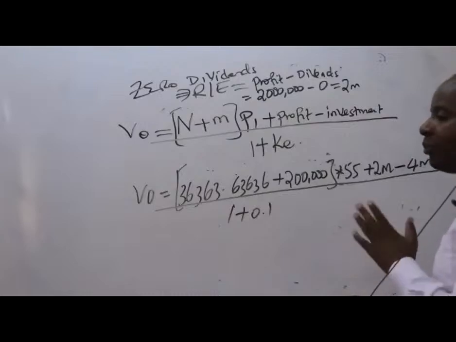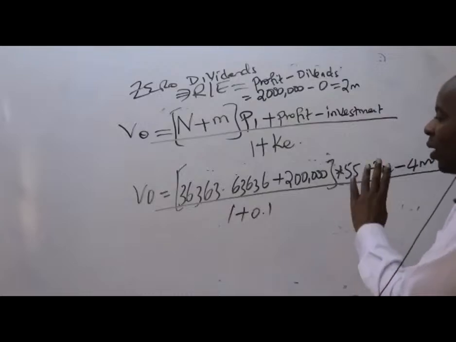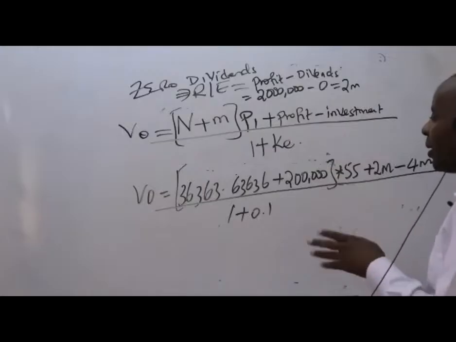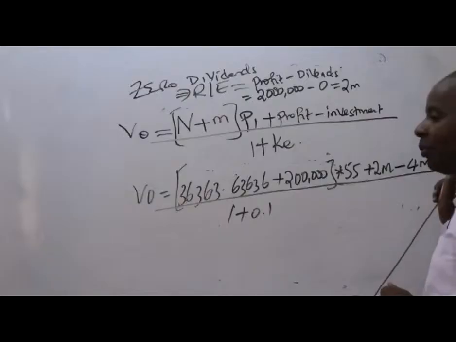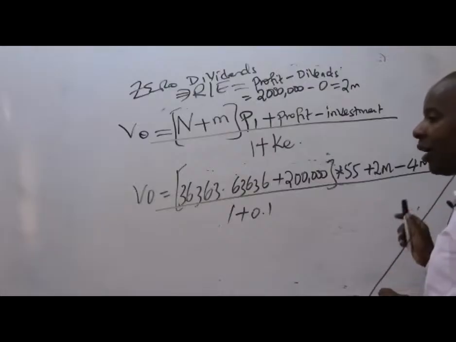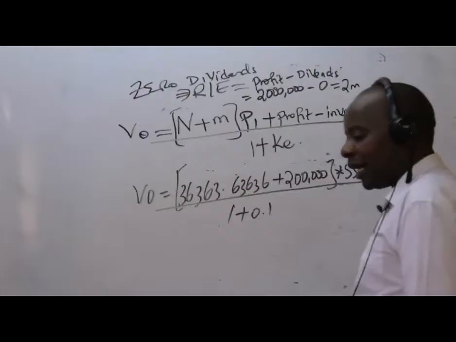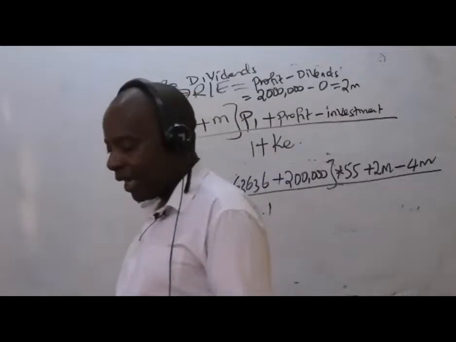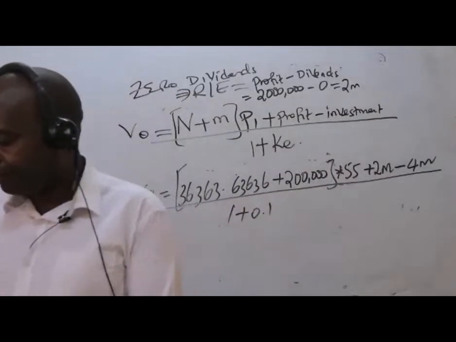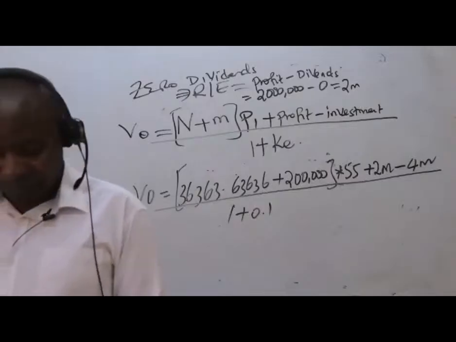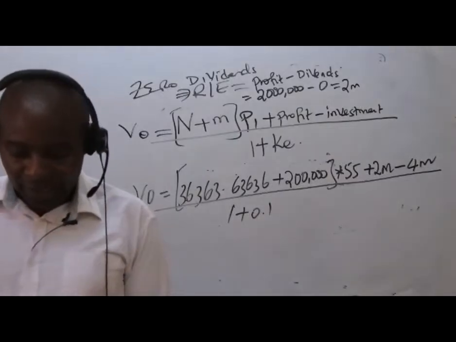So could you kindly move now slowly? Go up there and open brackets, times 55 plus 2 million minus 4 million, you say equals, and then you divide by 1.1. Then you advise us, what value are we getting? Somebody, what value are we getting there?